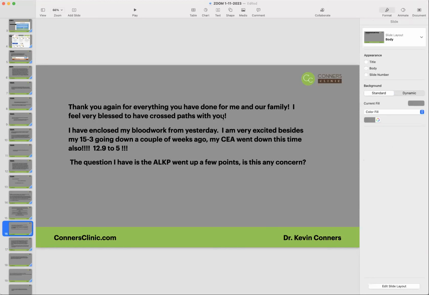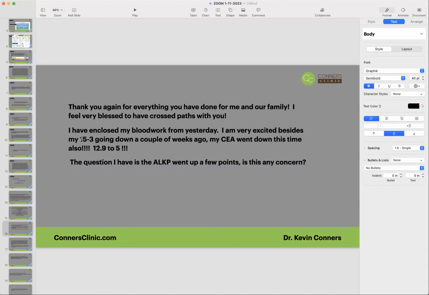Thank you. I'm very blessed to have crossed paths with you. Thank you. I've enclosed my blood work from yesterday. I'm very excited. Besides my 15.3, this is your CA 15.3, which is a cancer tumor marker that's more specific to breast cancer, going down a couple of weeks ago. My CEA went down. That's another tumor marker.